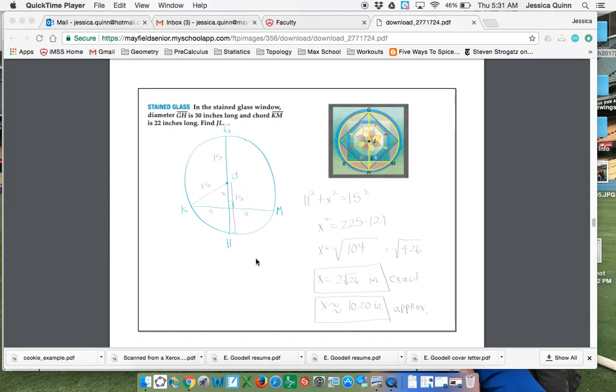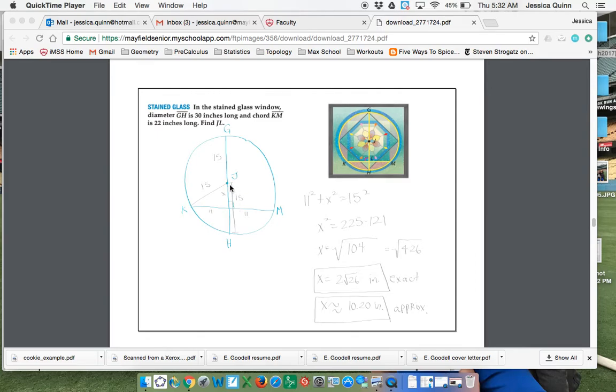So if the whole entire diameter is 30, then each radius is 15. And what you have to do for this problem and many problems like this is add a radius right here to JK, because all radii in a circle are congruent. So if the radius is 15, then JK is 15. They told us that KM was 22, and since this is perpendicular, like it was shown in the picture, it's bisecting it, so it's 11. Then this length of JL we could find using the Pythagorean theorem.